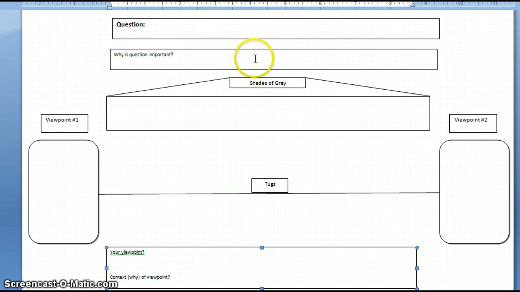The next part, and this is important for the rubric, is why is that question important? Why are we having the discussion, and why is that ethical question you've developed important to go through this process? Why is it an important question?